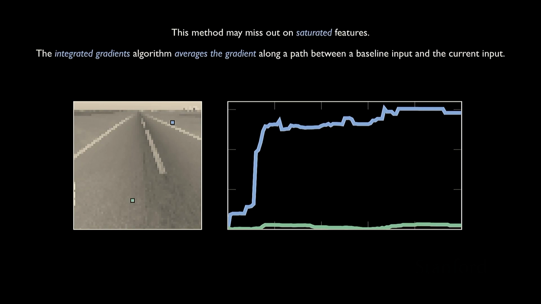Okay, so basically what happened here is, as we might expect, this green pixel here is not really near any of the edge lines. It doesn't seem like we should be sensitive to that. And in fact, we find that the gradient is pretty small the whole way there. Whereas this blue pixel here, we have this big change in gradient as we move from the black image to our true image.